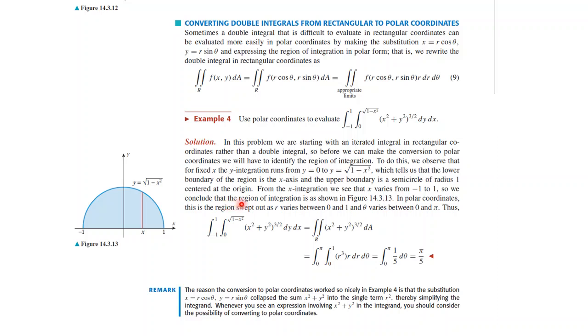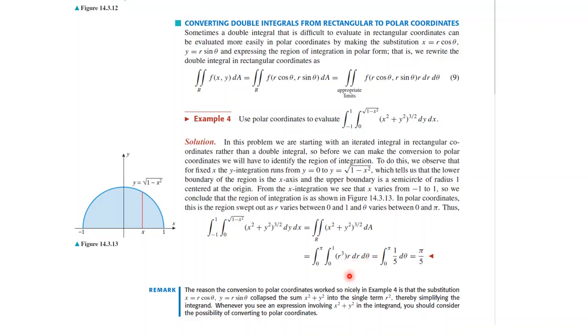So we conclude that the region of integration is as shown in this figure, and in polar coordinates this is the region swept out as r varies from 0 to 1 and theta varies from 0 to pi. So theta is from 0 to pi and r is from 0 to 1. We have changed the limits: -1 to 1 is changed to 0 to pi, and 0 to root over 1 minus x square is changed to 0 to 1. So we have changed the limits, and here we can put r dr d theta.